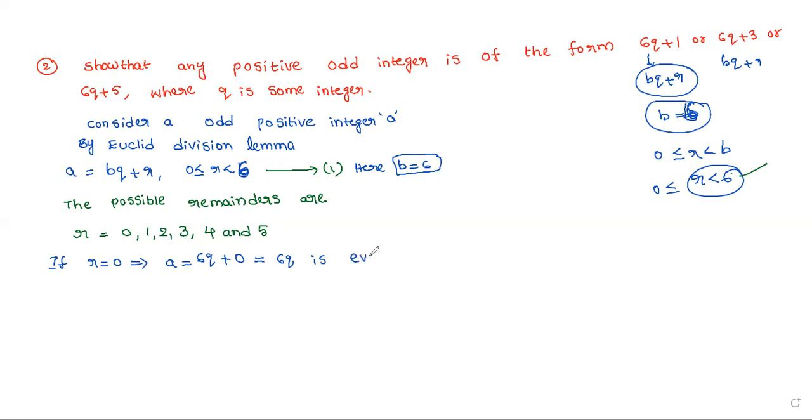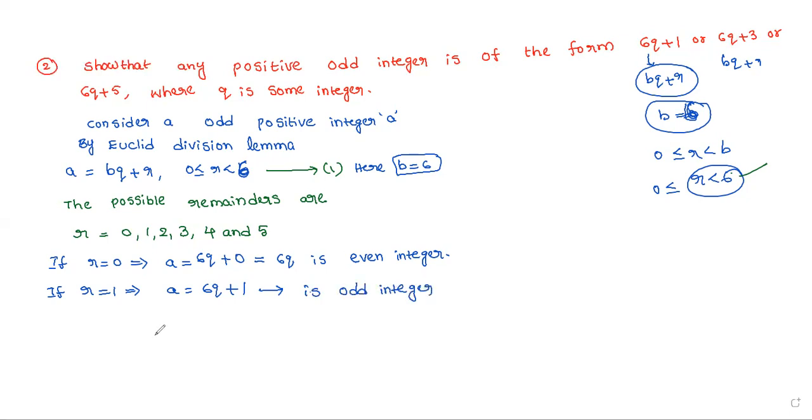Even integer, not odd. 6q is even. If r is equal to 1, a is equal to 6q plus 1. 6q is even, and adding 1 makes it an odd integer.